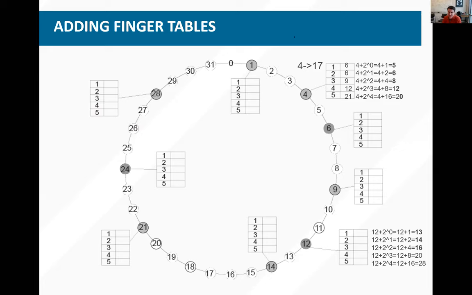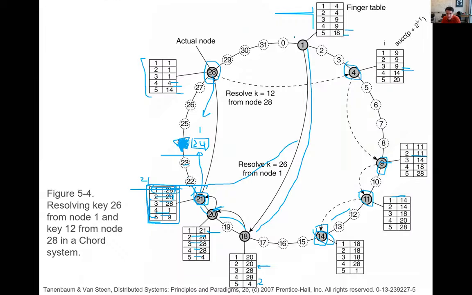Okay, in the last example, if we're looking for key 22 and node 24 doesn't exist, we would map to node 28. That's correct. So if 24 was not on here, like a dotted hollow circle, then key 22 would be stored on node 28. That's right. Once 24 exists, key 22 will live on 24.